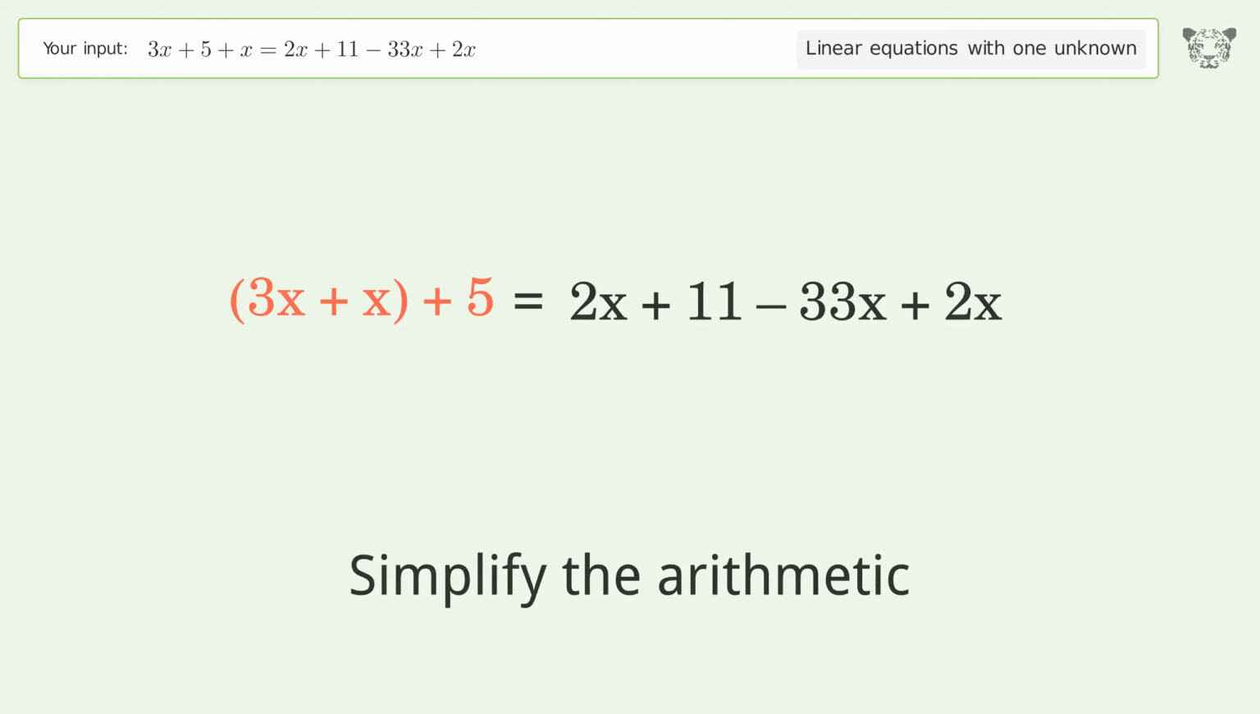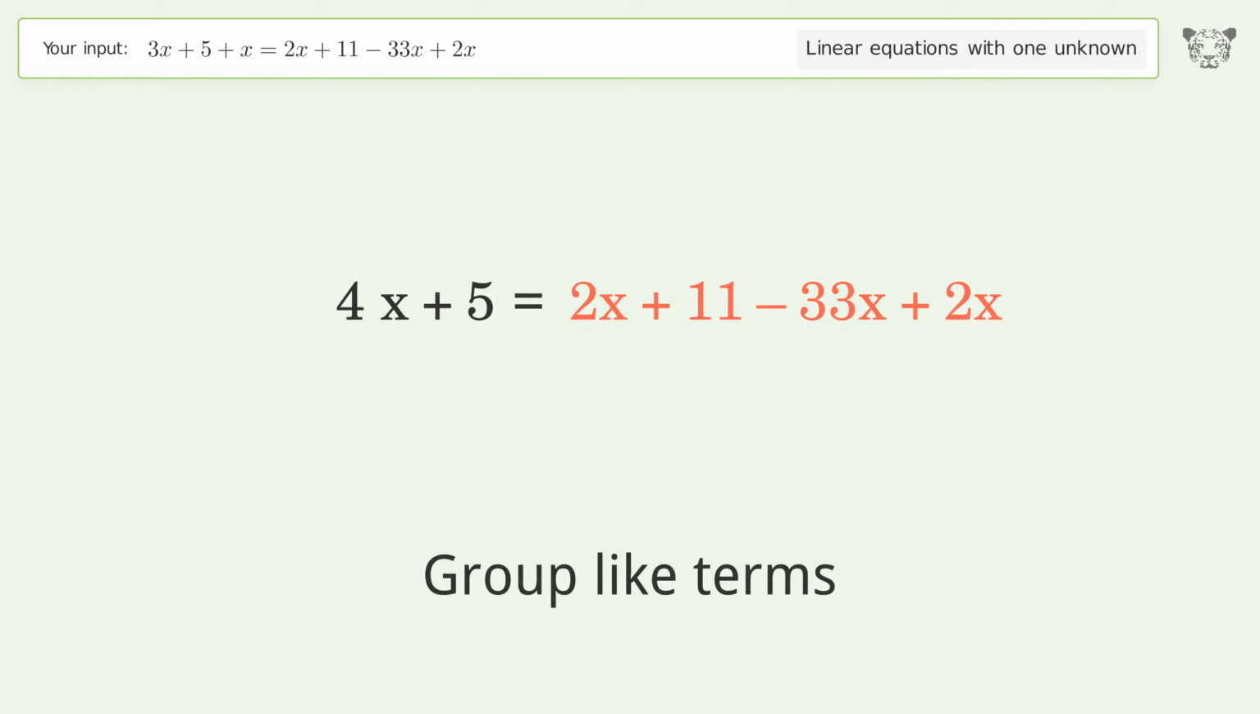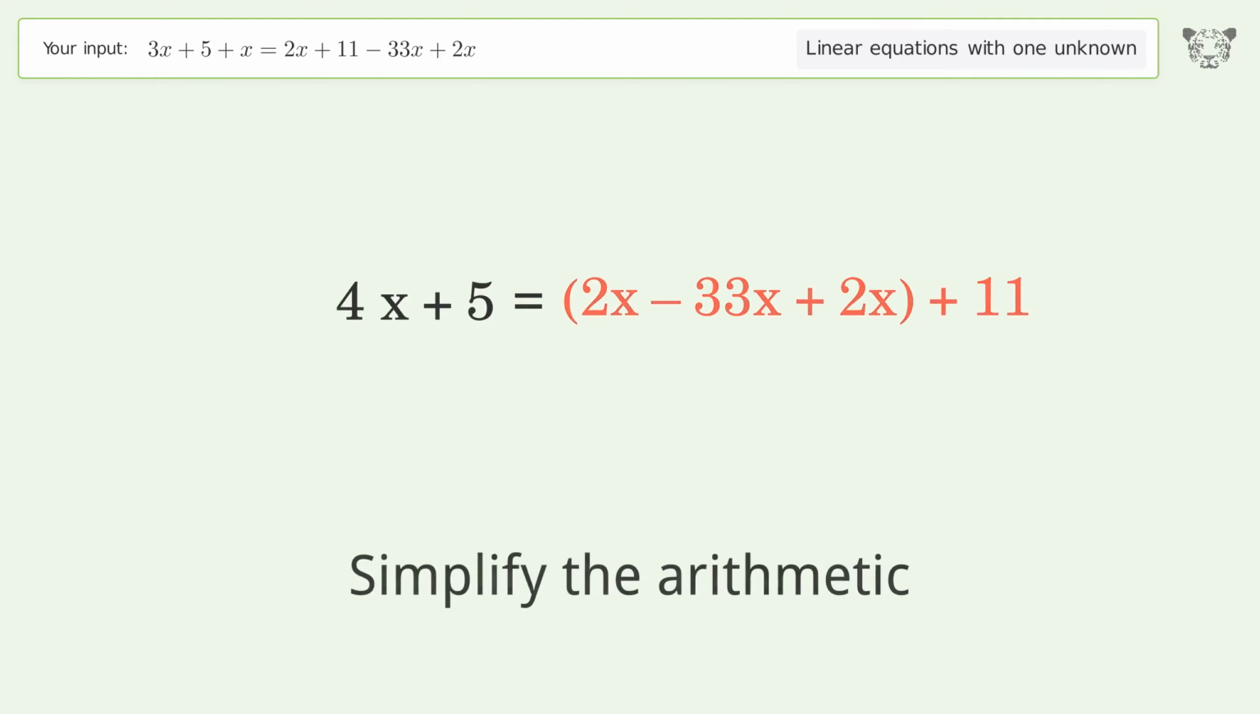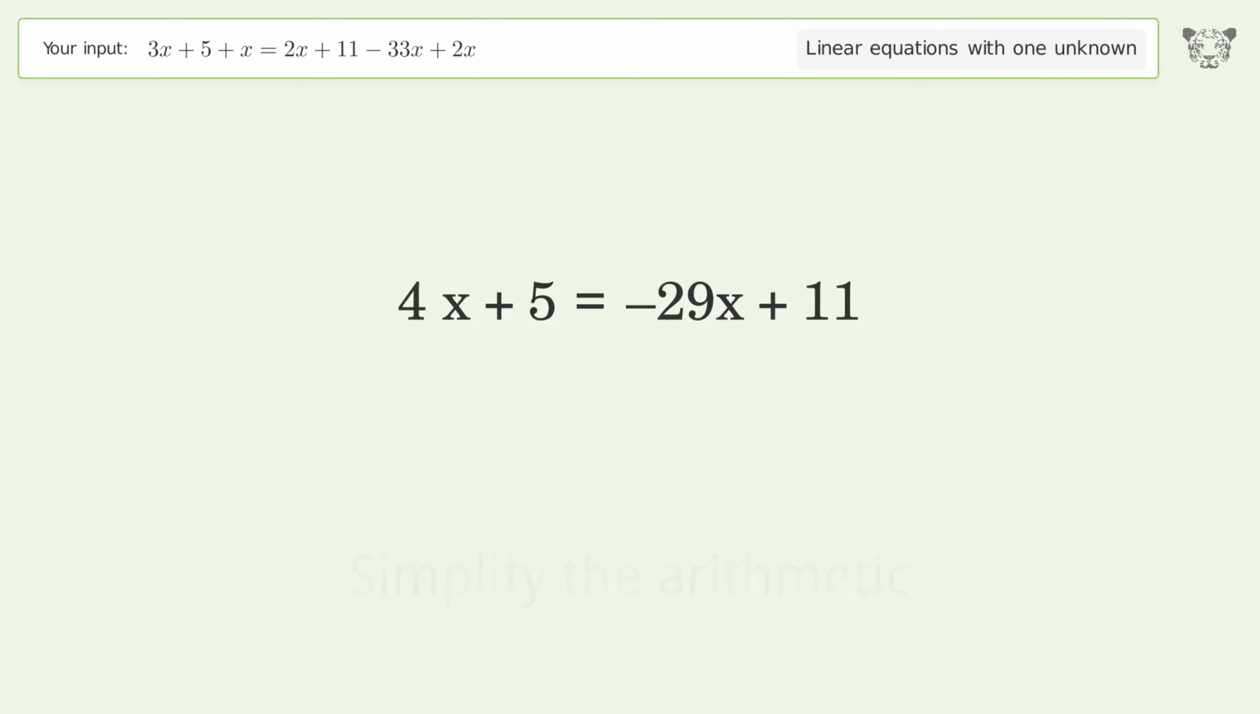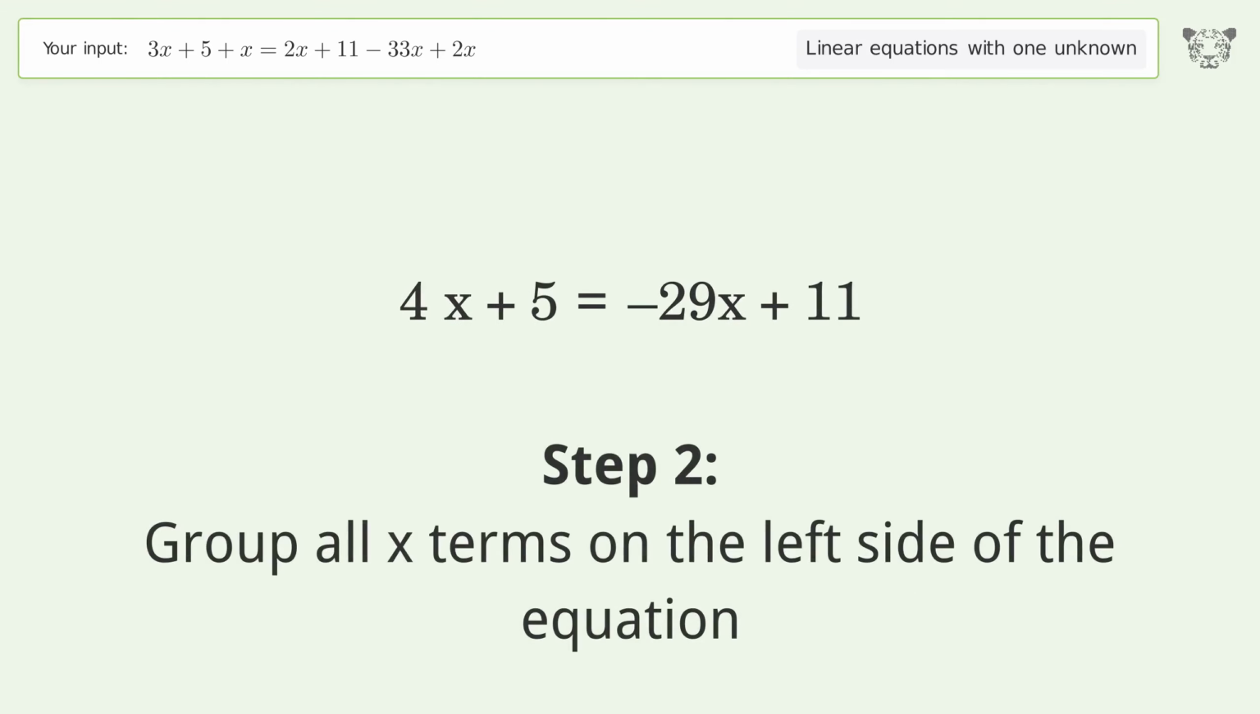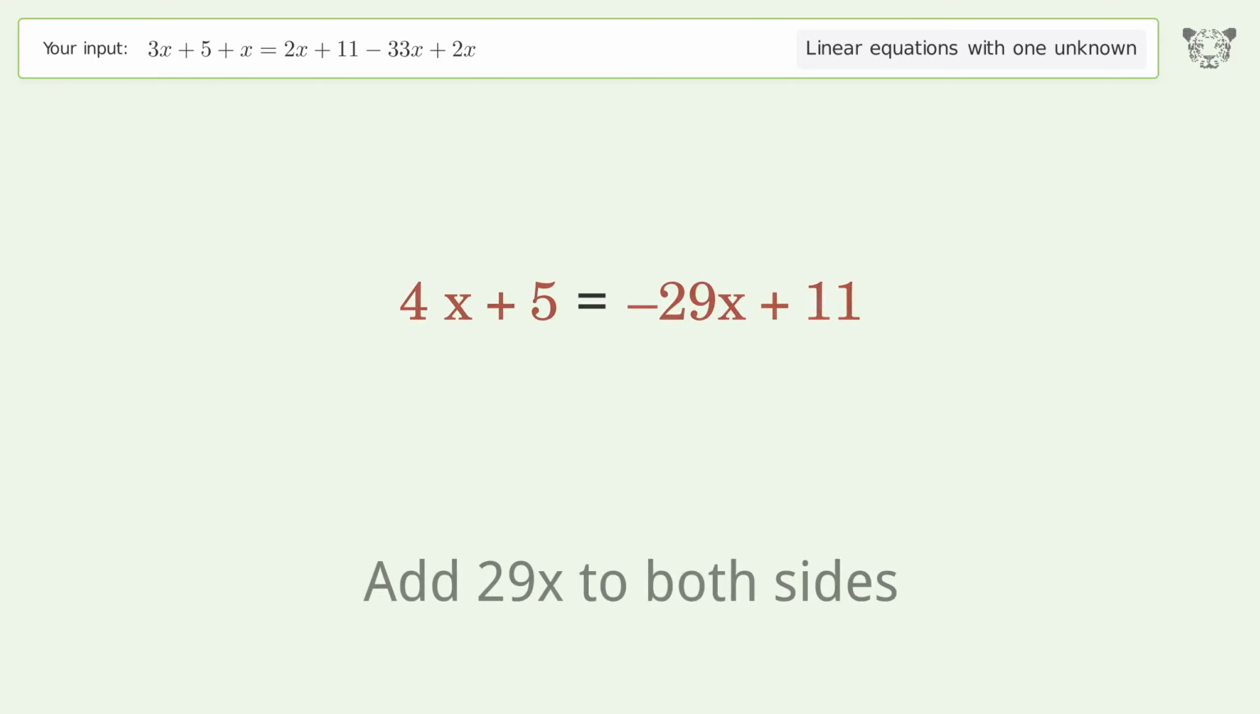Simplify the arithmetic. Group like terms. Simplify the arithmetic. Group all x terms on the left side of the equation. Add 29x to both sides.